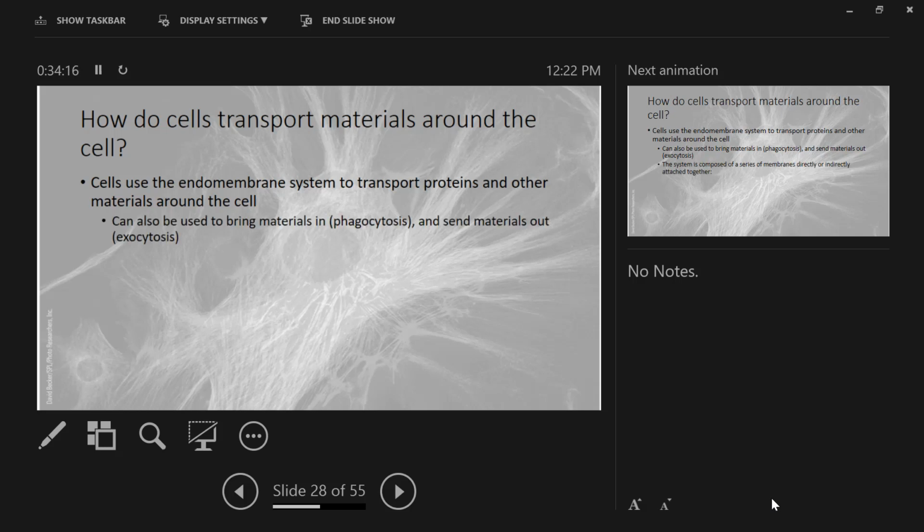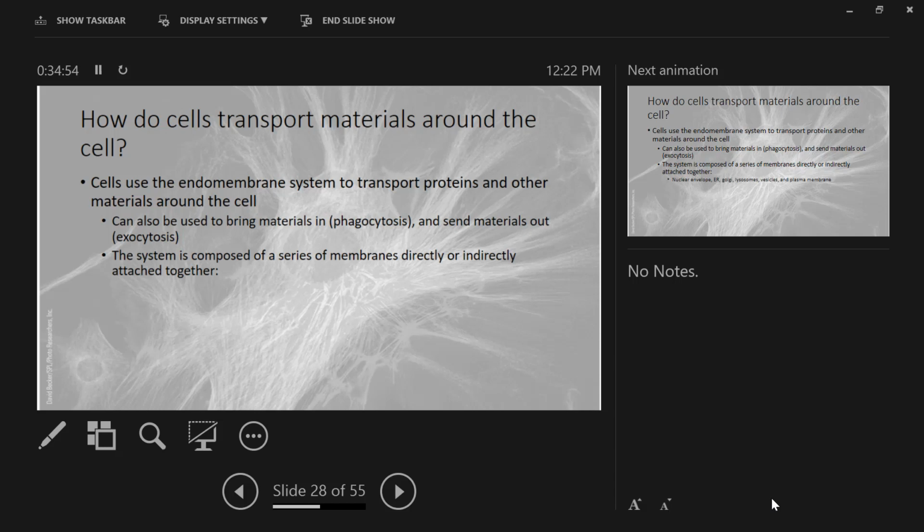Now this can also be used to bring materials into the cell. This process, the process of phagocytosis, when a cell actually wraps something with its membrane and then pinches that, what we would call a vesicle, off. Could also be used to send materials completely out of the cell. We call that exocytosis. What does this root mean? Exo? Outside. It's the opposite of endo. What does cyto mean? Cell. Outside cell. You're like, that's so wonderful. The name means something.